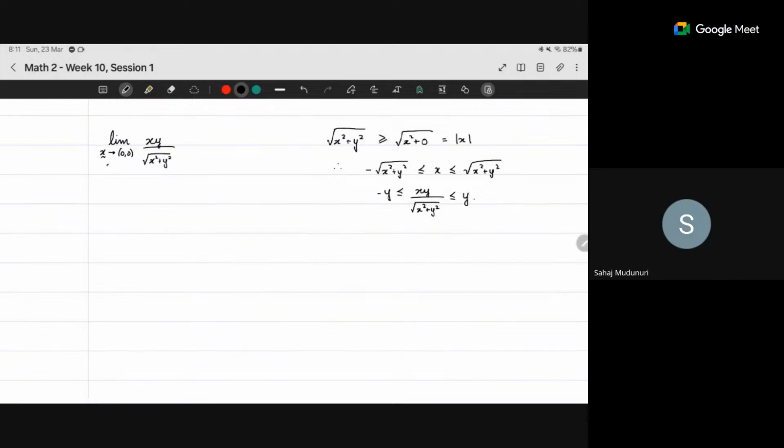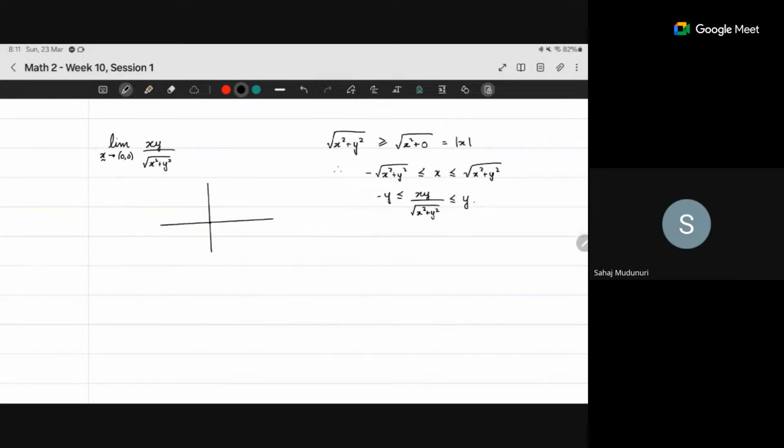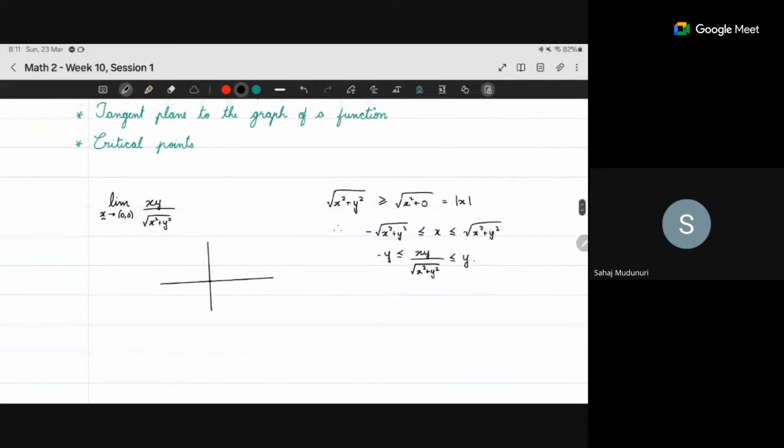So if I have, this is a function in R2, right? This is a function from R2 to R. So the domain is R2, and I'm interested in this point, the origin. The domain is restricted to R square minus (0, 0), but I'm interested in the limit as it approaches (0, 0). So I have to analyze the behavior in a neighborhood.